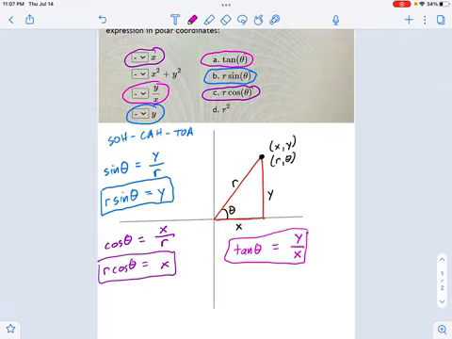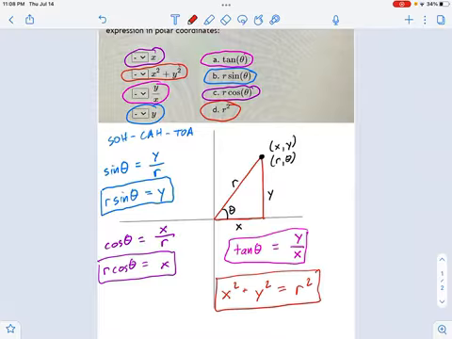And what's left? Well, you may recognize this as the Pythagorean identity, right? X squared plus y squared equals r squared, or hypotenuse squared. Now, where these come in handy is in 2 ways. Switching rectangular coordinates to polar coordinates, or rectangular equations to polar equations. And we're going to get some practice doing both coming up.